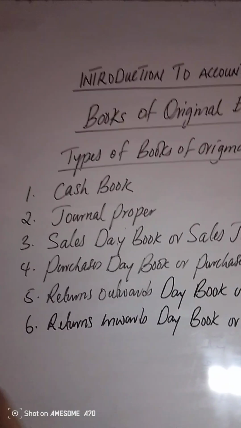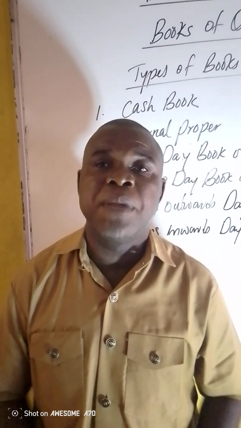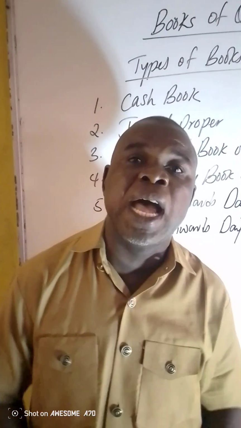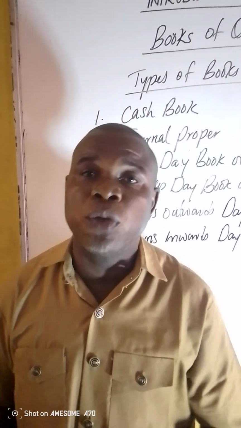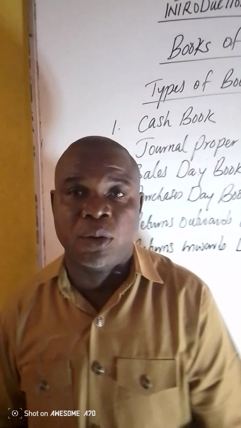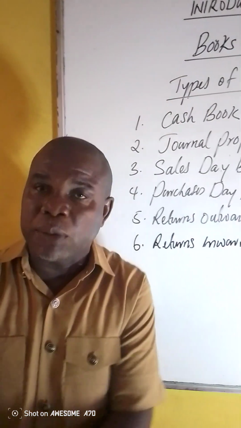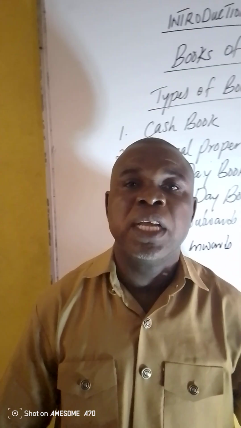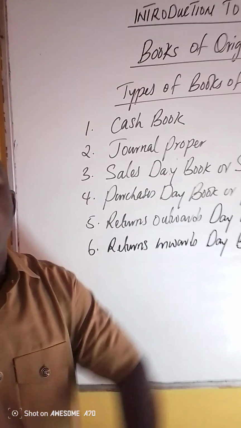They are called original entry because when you capture a transaction from the source document, the first place to record it, based on the real process of accounting, is inside the books of original entry. They are also called the subsidiary books of account, or the prime books of account. Transactions are first recorded in them when you capture them from source documents such as the receipt, the invoice, the debit note, the payment voucher, and what have you. You first record them in books of original entry.